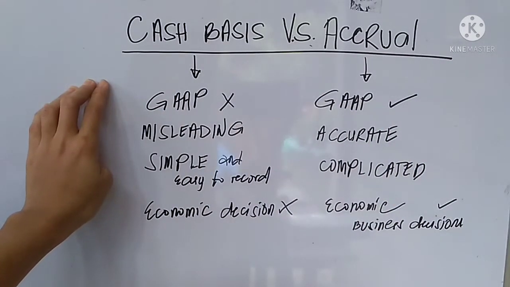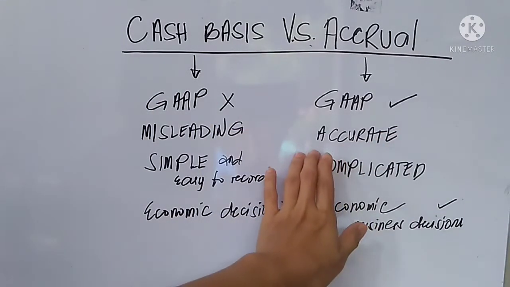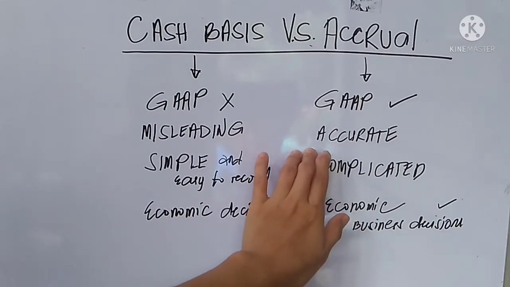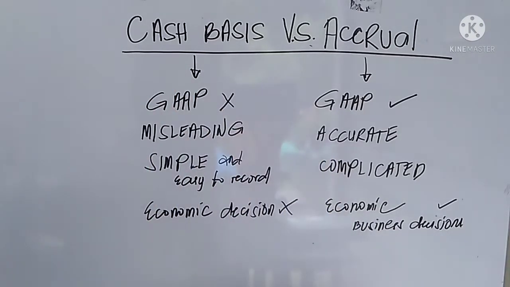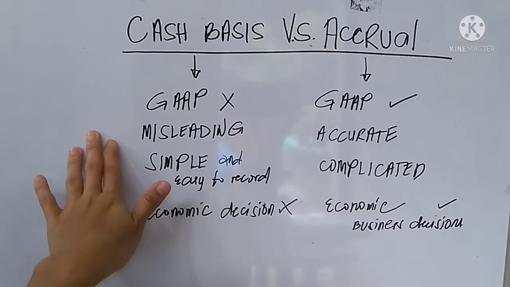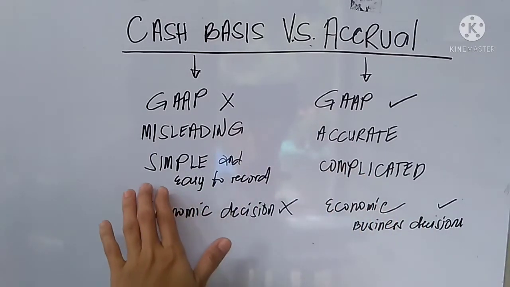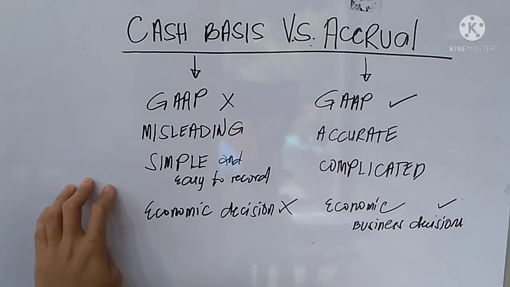And also we are going to discuss why accrual accounting is said to be more accurate than the cash basis, at bakit sinasabing ang cash basis ay misleading. Why accrual is complicated and why cash basis is simple and more easy to record.